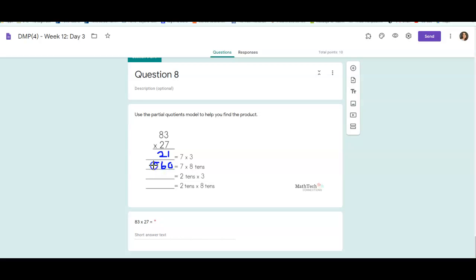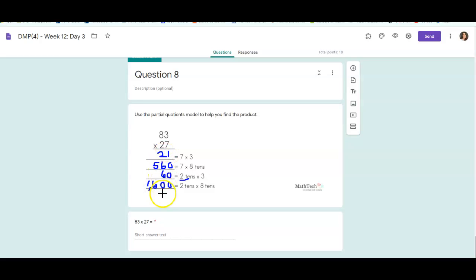Hopefully you've paused and you're checking your work now. 2 tenths times 3 is the same thing as 20 times 3. So if 2 times 3 is 6, then 2 tenths times 3 would be 60. And then 2 tenths times 8 tenths, well, 2 times 8 is 16, and since I have 2 tenths, I need to account for those 2 zeros.